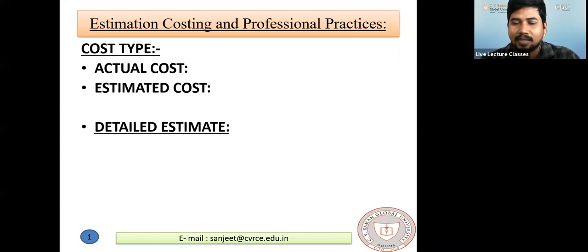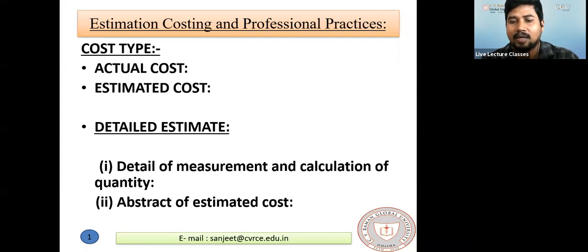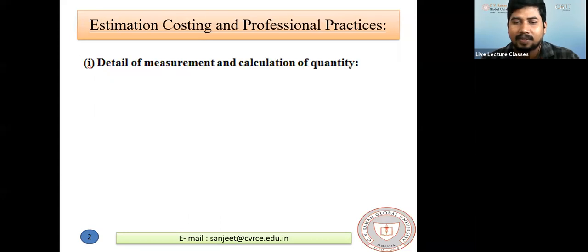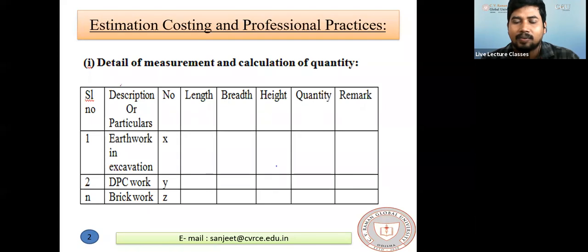The detailed estimate is again divided into 2 subcategories. One is the table that I showed you, which is used to find the quantity of different items of work, that is, measurement and calculation of quantity. The second table is meant for cost estimation. In the first table, there is the description of a particular item of work, then number, length, breadth, height, quantity, and remark. The remark column is optional; you may add it or not, for your betterness. I told you how I am calculating all these things.